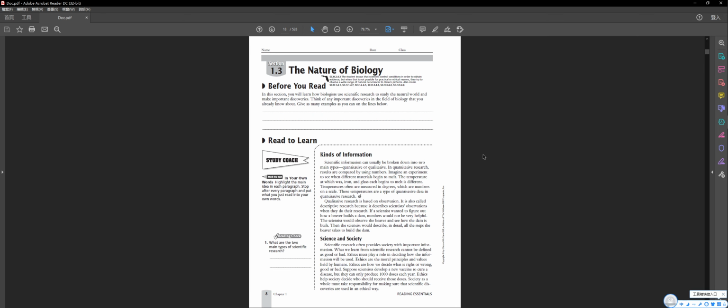So, lesson 3, the nature of biology. Kinds of information. Scientific information can usually be broken down into two main types, quantitative or qualitative. In quantitative research, results are compared by using numbers.